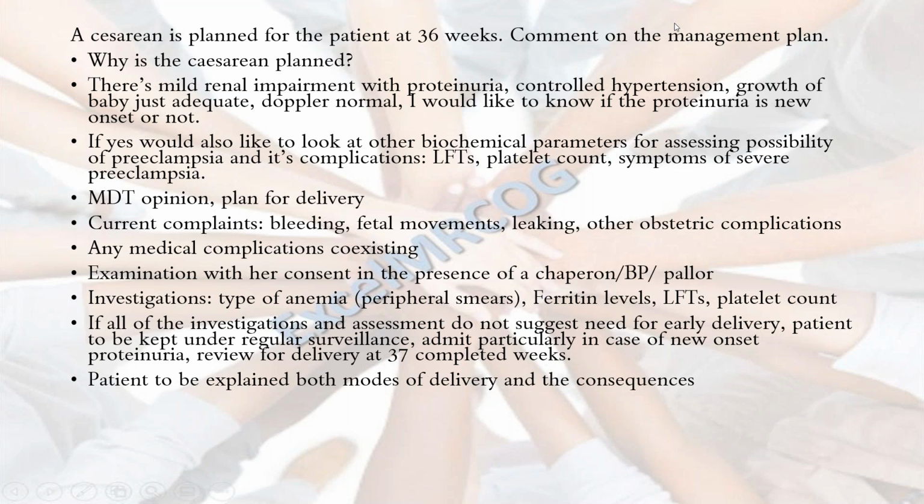Right now, from the picture given to me, this appears as a mild renal impairment. But I would like to know if it has deteriorated from what it was. If the proteinuria is new onset, if there has been new onset hypertension, or there have been preeclampsia features. Okay, what was the MDT opinion? What are the other functions like liver function, platelet count, those things. Any other medical complication that could be coexisting that may need delivery at this time. Okay, I would like to further examine her in the presence of a chaperone with consent.